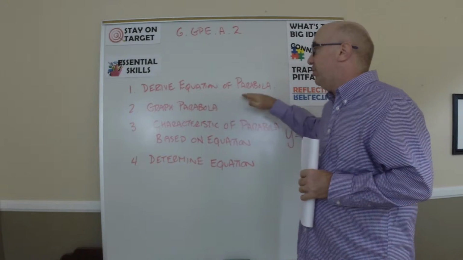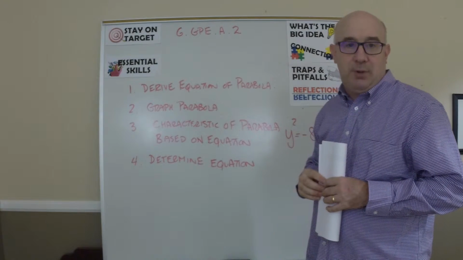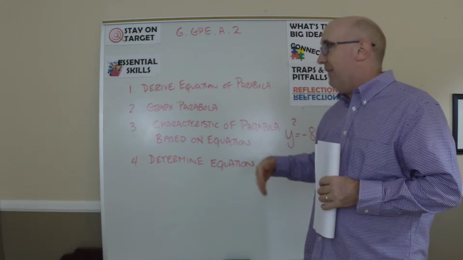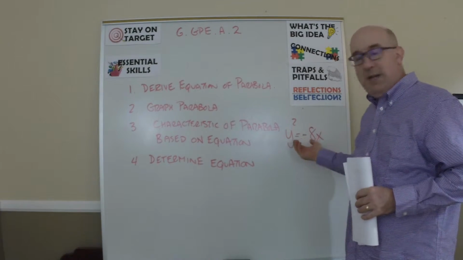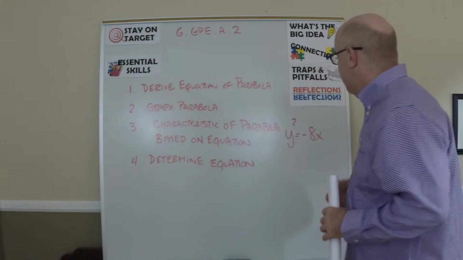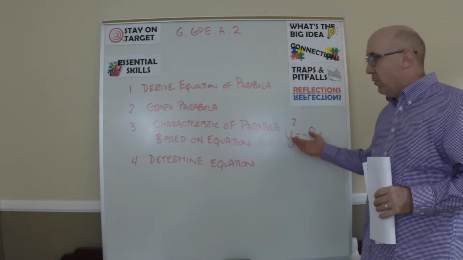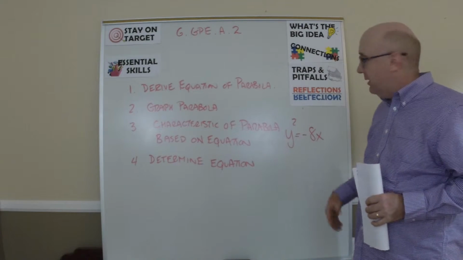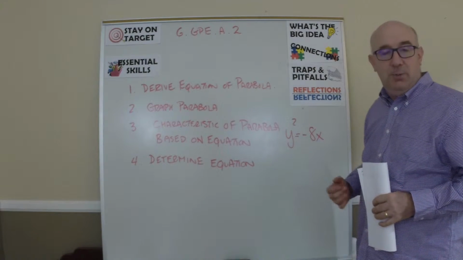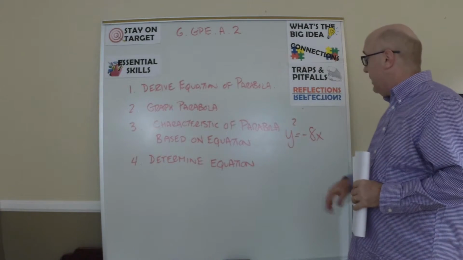And so we're going to derive the equation of a parabola. Then we're going to graph it, of course, and then look at characteristics based off of the equation. What does the equation tell us? So in this case, because we have a y-squared parabola here, we are looking right or left. Because we are a negative value, we are looking to the left.